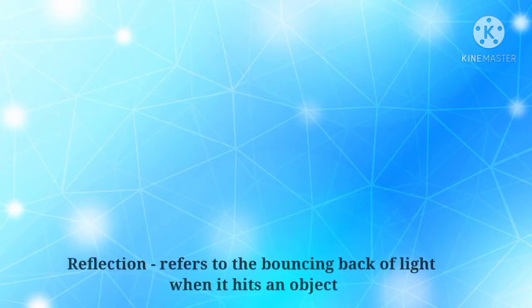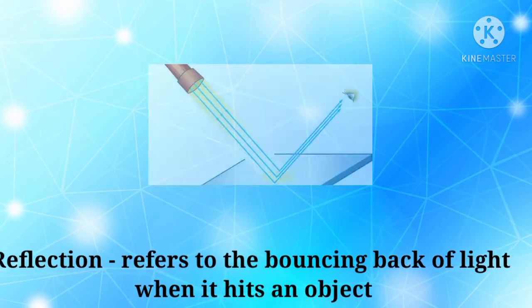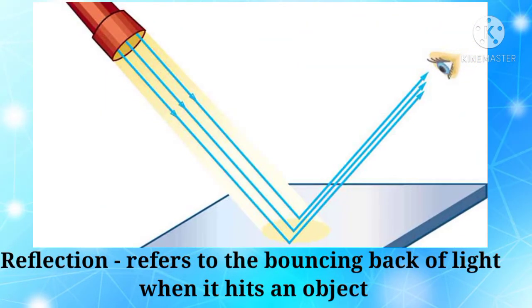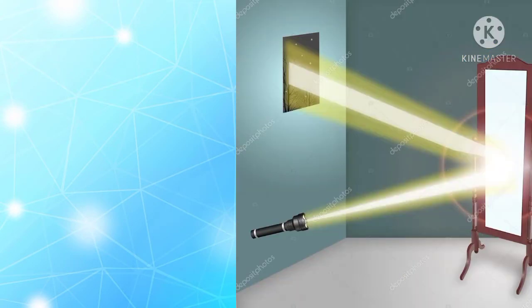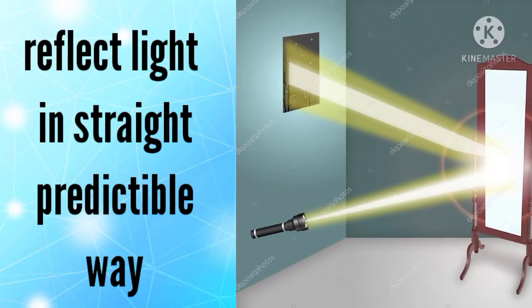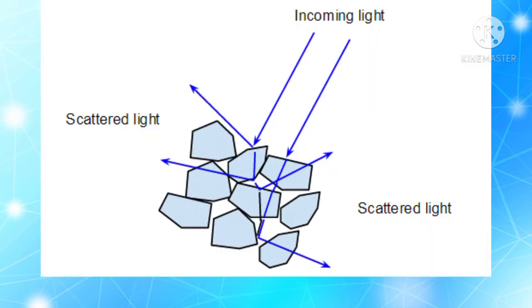Next is reflection. It refers to the bouncing back of light when it hits an object. Some objects with flat surfaces, like mirrors, reflect light in a straight, predictable way. Some objects with uneven surfaces, like rocks, reflect light in a scattered way.